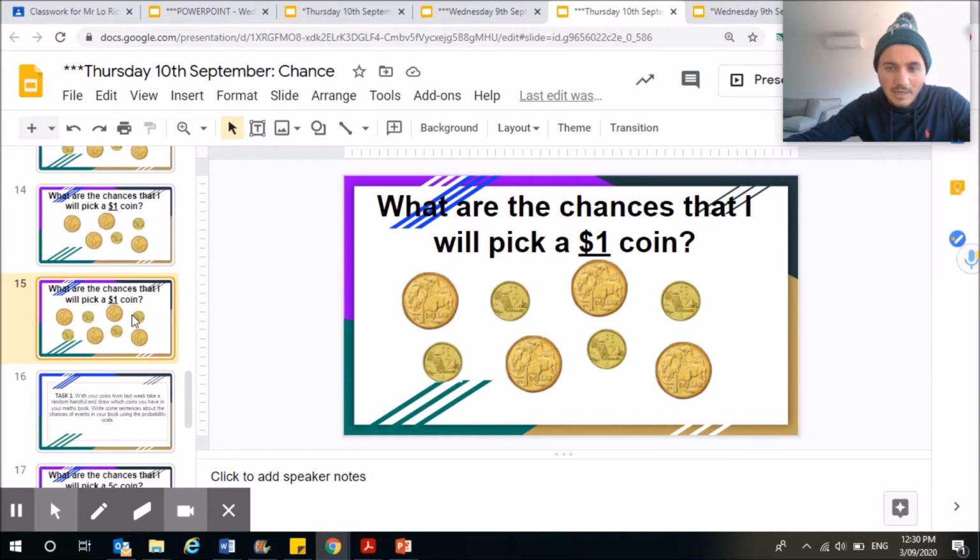Okay, next one. Now what is the chance that I'll pick out a $1 coin? Have a look. I've got 1, 2, 3, 4 $1 coins, and 1, 2, 3, 4 $2 coins. This is an example of an even chance. It's an even chance that I'll pick out a dollar.